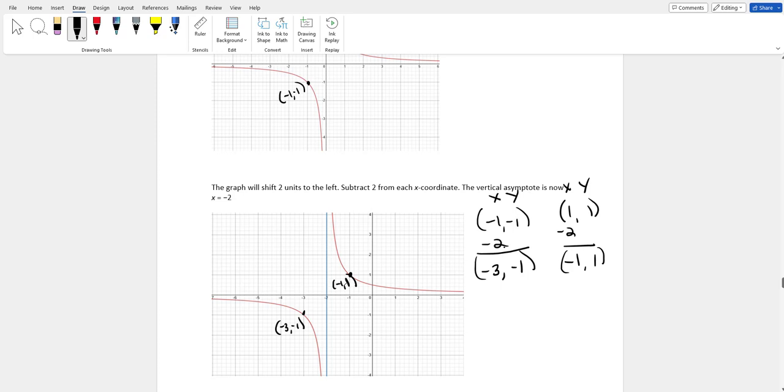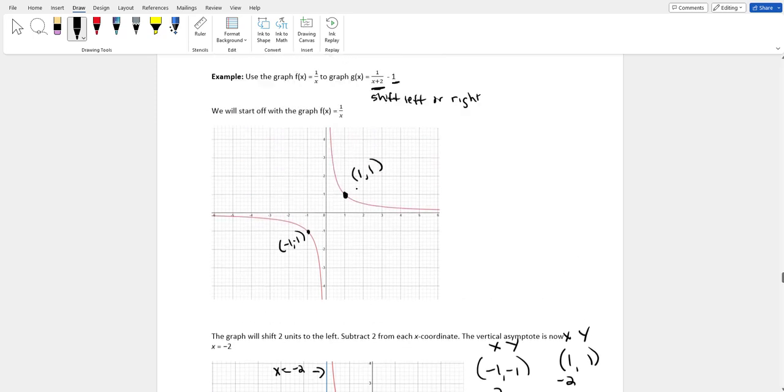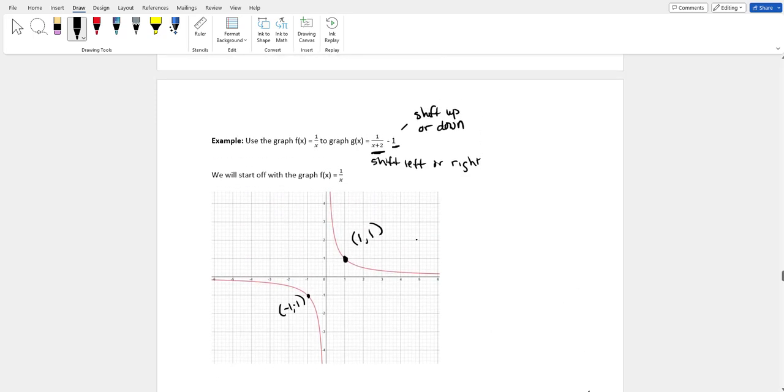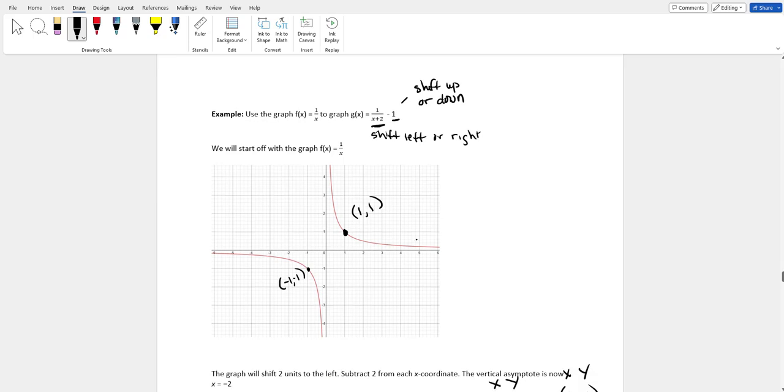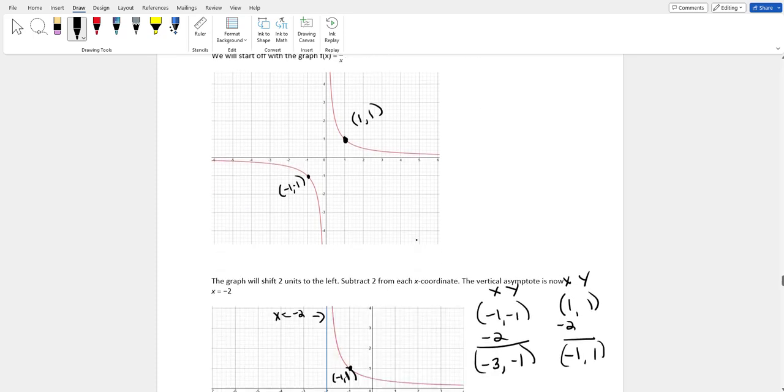And since we shifted to the left 2 units, my vertical asymptote will now also shift 2 units. So now we have a vertical asymptote, which is here, x is equal to -2. When we started off, the horizontal asymptote was the x-axis.